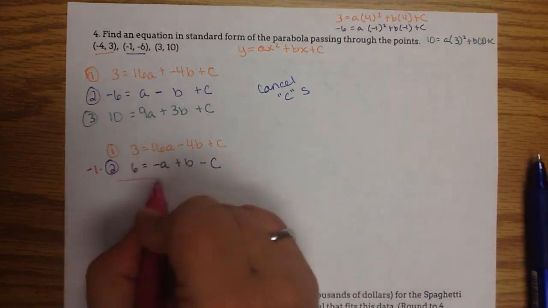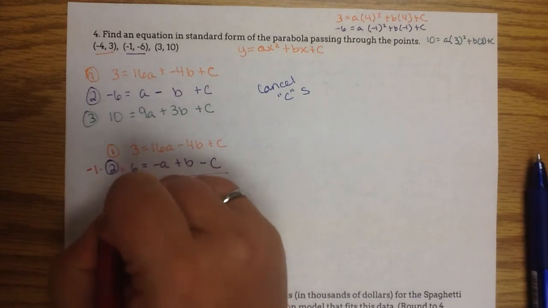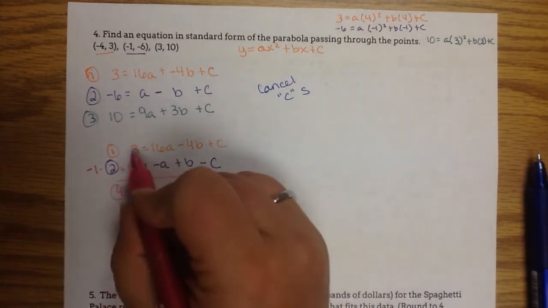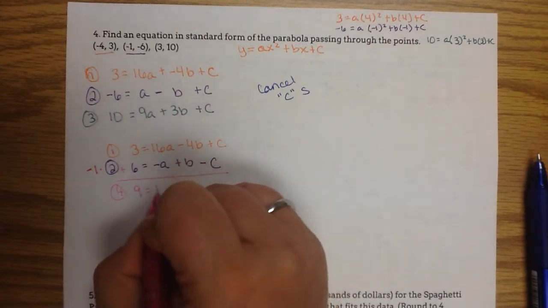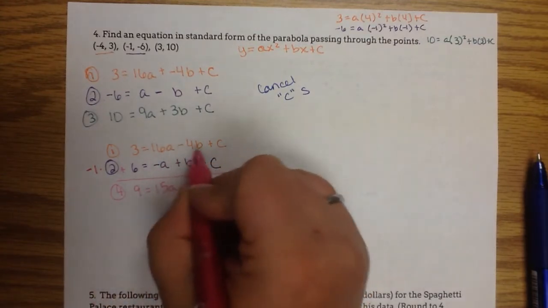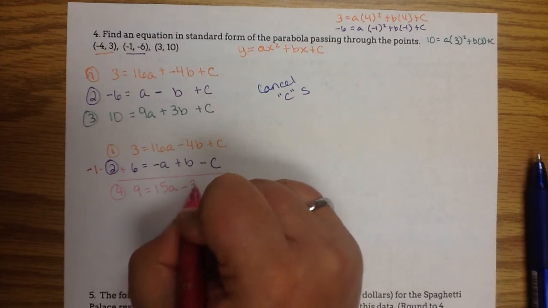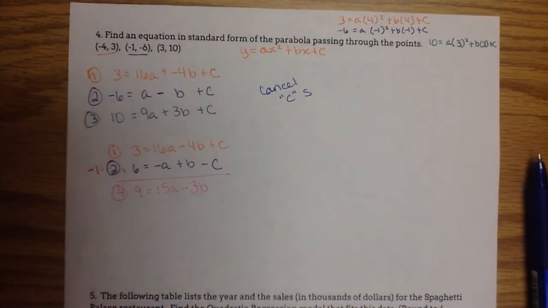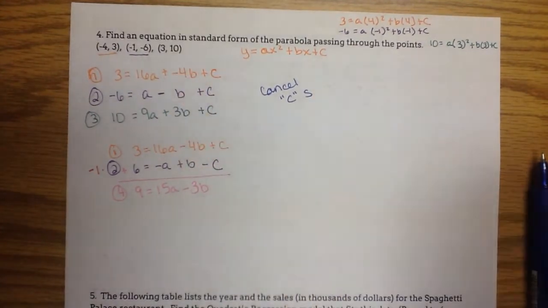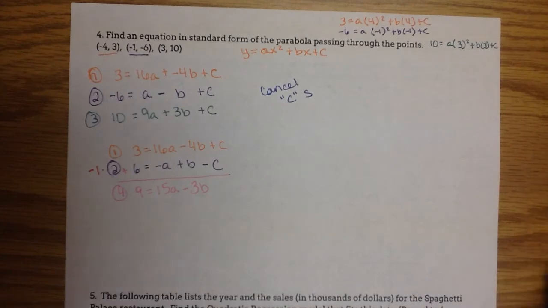After I've done that, I'm going to add these together to create my fourth equation. 6 plus 3 is 9, 16a minus a is 15a, and negative 4b plus b is negative 3b. And the c's cancel, which is what I wanted to happen. Now, I've used equation 1 and 2, so I can't use that same combination again.